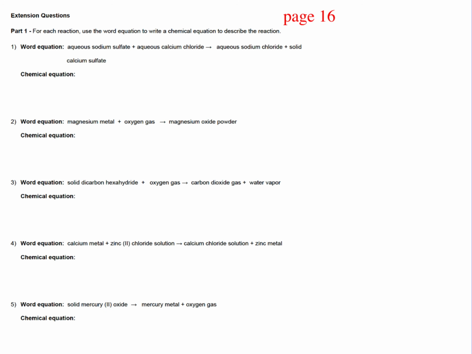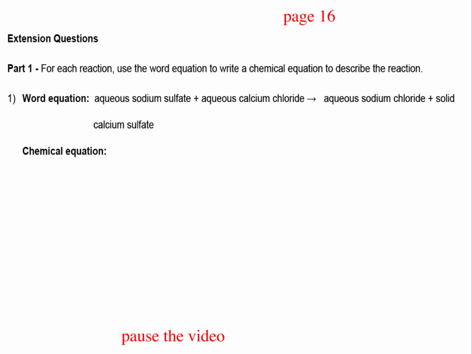So the next section looks like this in your workbook. Hopefully it's all completely filled out, but I'll do the first one and then we'll talk about it, or you can move on from there. What we have is a word equation that you have to turn into a chemical equation. And if you remember, when you see here, we have the word aqueous. Again, that's little aq.